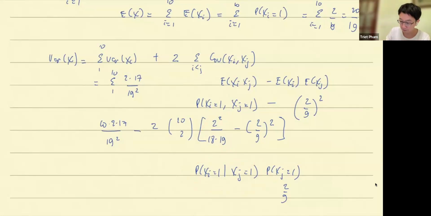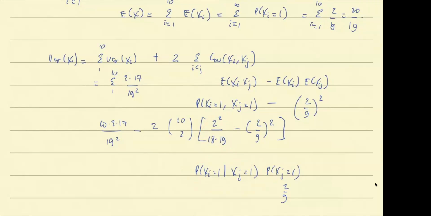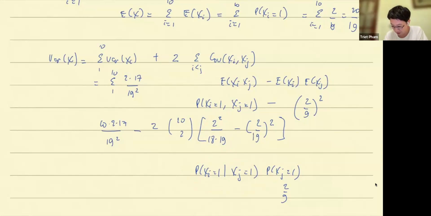Any other question? Why is it 2 over 9, not 19? No reason. I was just zoning out. Thank you.